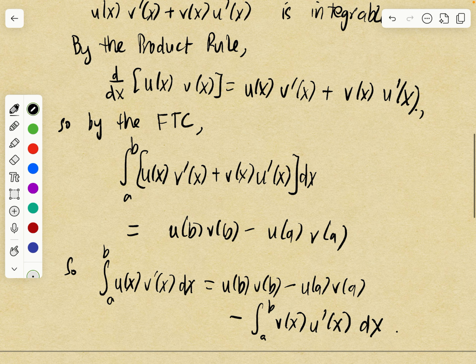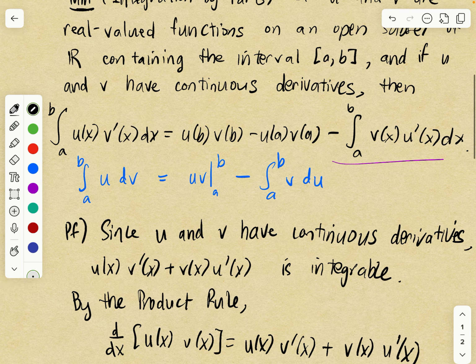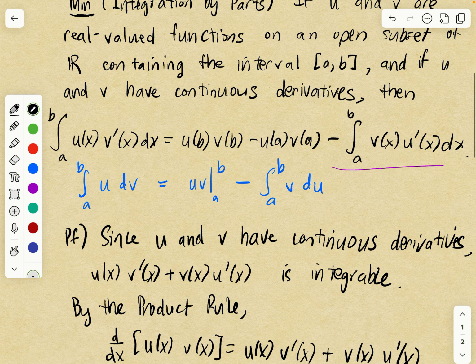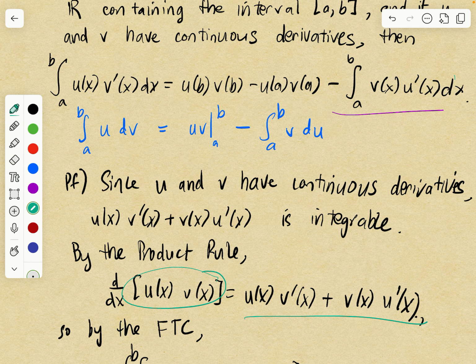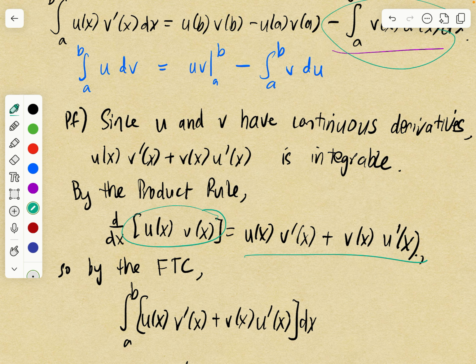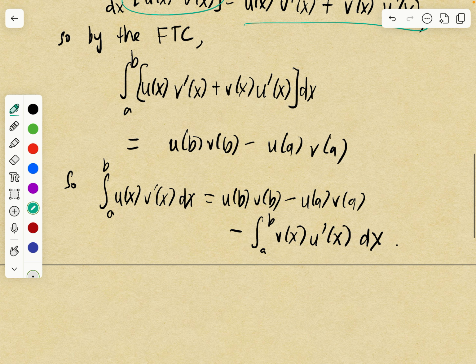I mean, integration by parts might sound complicated when you first learn it, but in reality, it's just because when you take the derivative of u times v, you get this, and then when you move this integral in the sum to the other side, then you just get the minus integral of v du. And that's the proof of integration by parts.